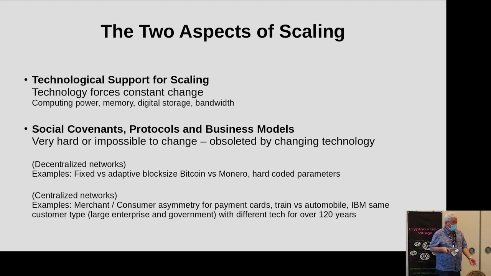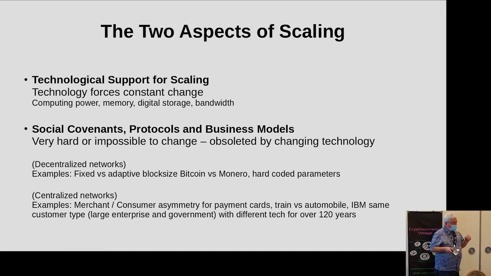Computing power could be, in this model, an up-to-date supercomputer, or it could be a 130-year-old tabulating machine. In another world, memory could be a small 1 TB SD card, or it could be a punch card. Bandwidth could be a 1 TB connection. So this is the technological side. Then you have social capital, protocols and business models.